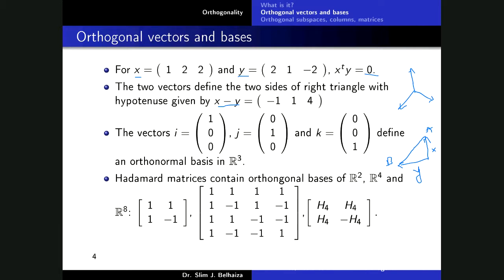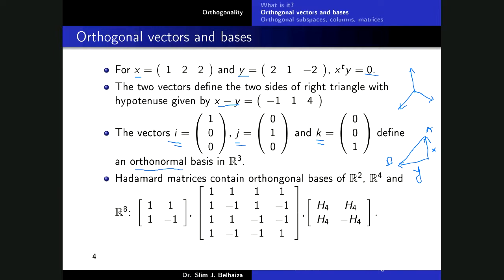So in R cube, the usual vectors i, j, and k, given by (1, 0, 0), (0, 1, 0), (0, 0, 1), define what we call an orthonormal basis. Why is that? Because their norms are equal to 1.